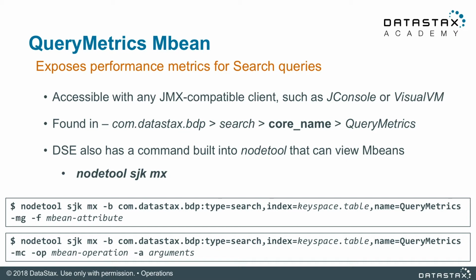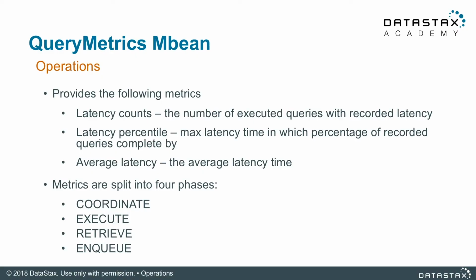The examples show two different uses of the nodetool sjk mx command, which accesses the mbean. The first uses the -mg flag to retrieve statistics that are available as an attribute. The second example has the -mc flag to invoke an mbean method. There are several mbean methods that provide useful performance metrics, including latency counts, latency percentile, and average latency. Latency values provided are in microseconds and can also be split up by the individual read path phases.